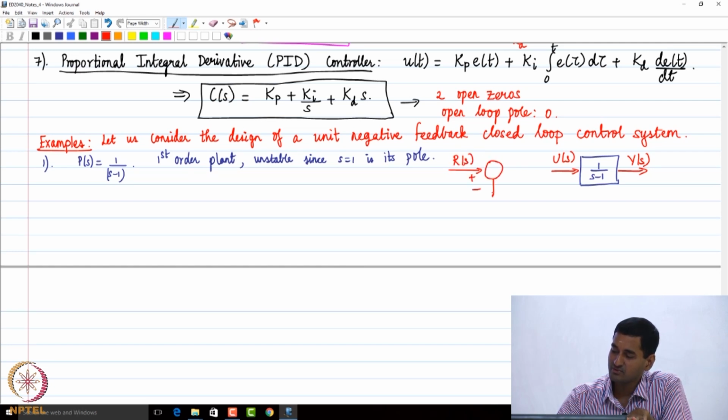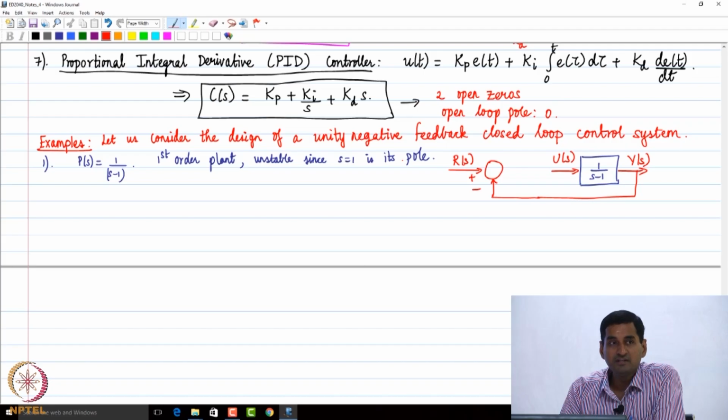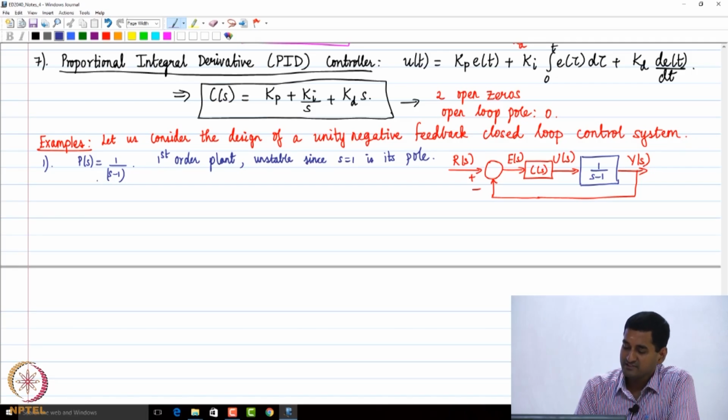So I close the loop. Unity feedback, not unit feedback, please correct it: unity negative feedback. I hope it's clear what those adjectives mean. Unity feedback means H of s is 1. Negative feedback means at the summing junction I am subtracting these two signals. Let's say I have an error measure, then I need to have the controller transfer function here. So P of s is 1 by s minus 1, and we are given that H of s is equal to 1.